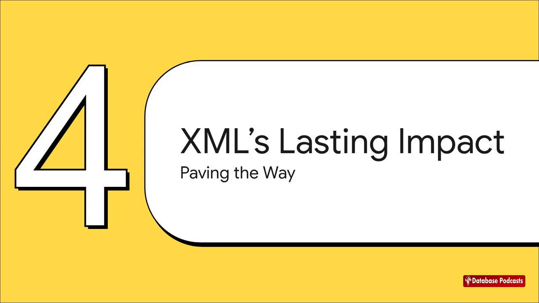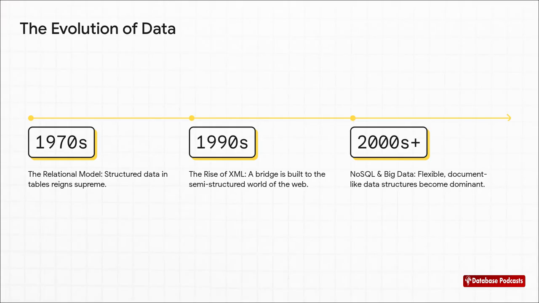Now, this wasn't just some neat party trick. The ability to seamlessly move data between the database world and the document world had a massive, lasting impact on, well, pretty much the entire tech landscape. If you look at the history of data, it really puts it in perspective. The relational model ruled the 70s and 80s, but then in the 90s, XML comes along and acts as this critical bridge. It connected the structured world of databases to the semi-structured world of the web. And by doing that, it completely set the stage for the next big thing, the NoSQL and big data movement, which is really built on this idea of flexible, document-style data.